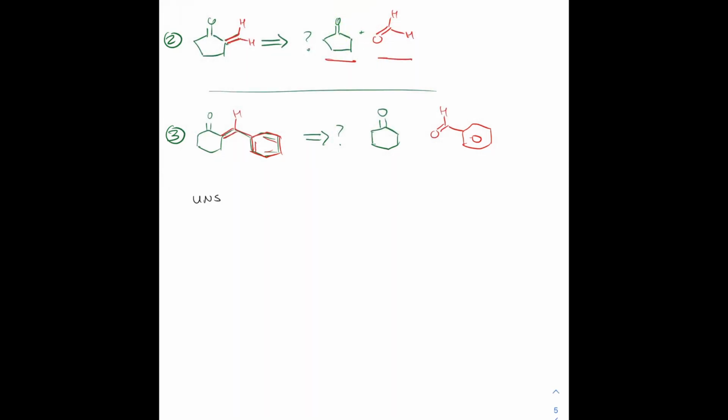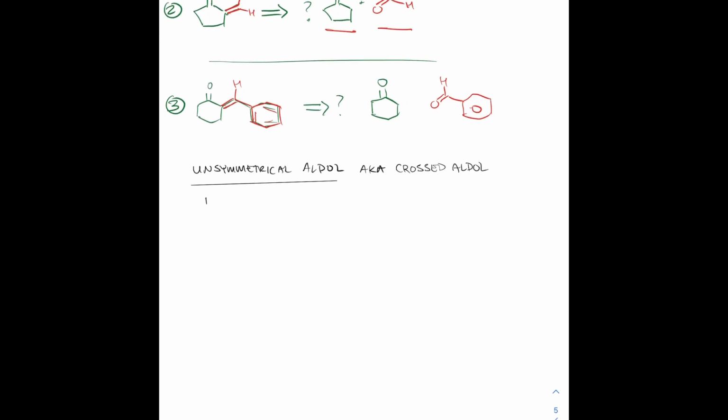We can see that these last three reactions were actually between all different combinations, either of ketones and aldehydes, or ketones and ketones, but different is the point I want to make. And so those are all unsymmetrical aldols, and these are also known as crossed aldols because they are not between two of the same carbonyl groups like we originally saw when we introduced the reaction.